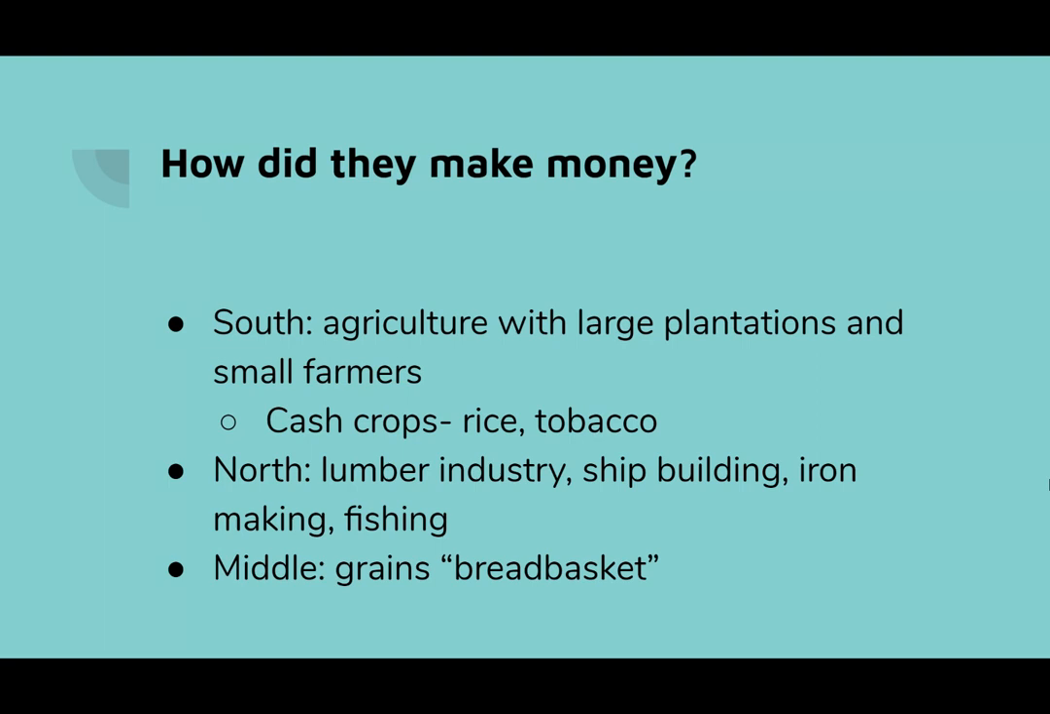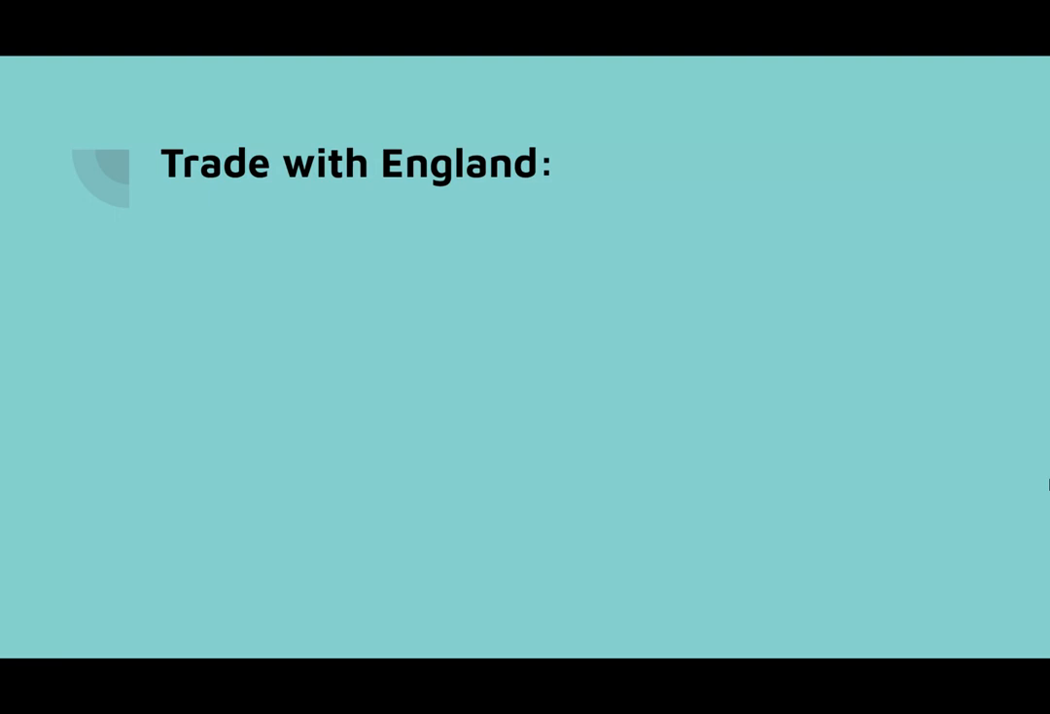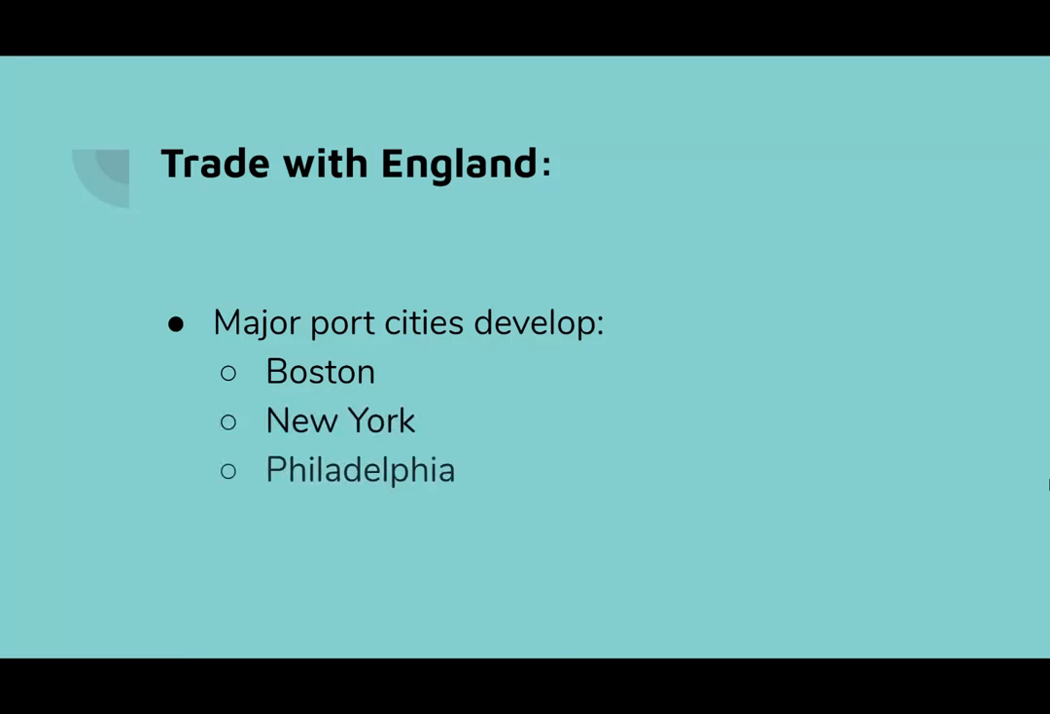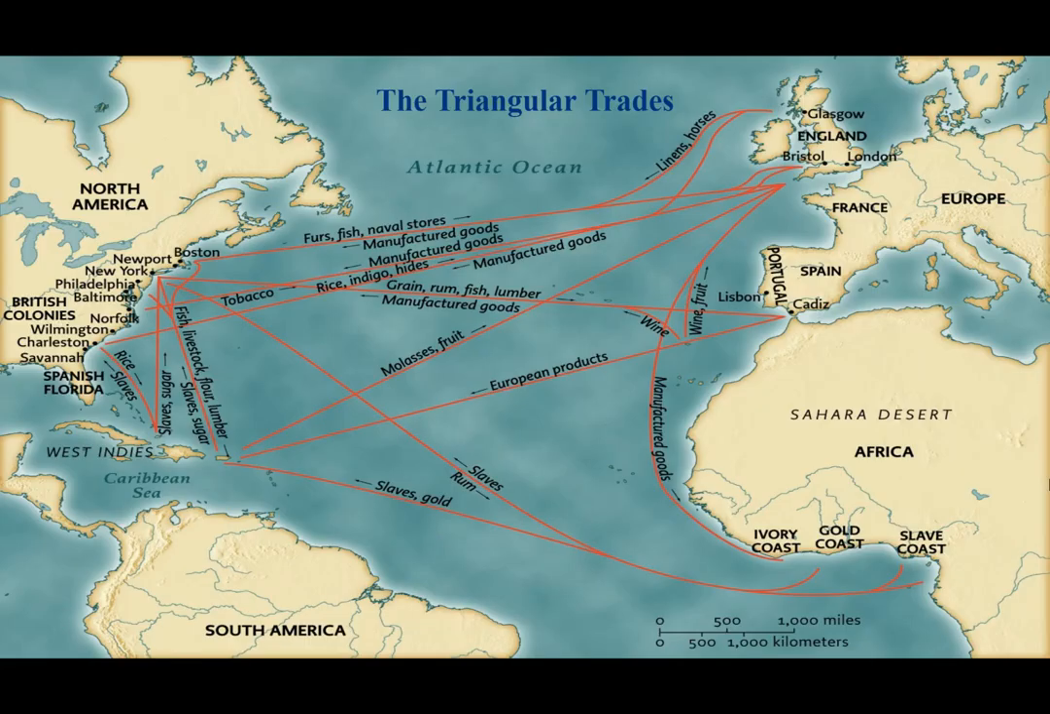They're growing grains, wheat, oats, and things like that. They're able to ship those again to England and to trade them in order to make money. So because they're British colonies and they are trading with England, we have several major port cities that develop along the East Coast in order to more easily ship goods across the Atlantic. Some of those port cities that develop are Boston, New York, Philadelphia, and then Charleston in the southern colonies.